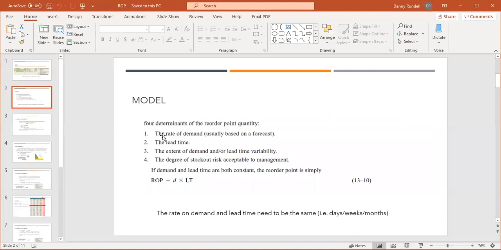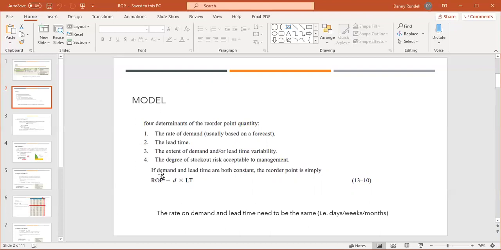So in this model, there's 4 determinants for finding the reorder point quantity. One is that you have the rate of demand. It's usually based on a forecast. And the lead time, the extent of demand and or the lead time variability. We're really only going to be working with demand variability. And the degree of stock out risk that is acceptable to management.